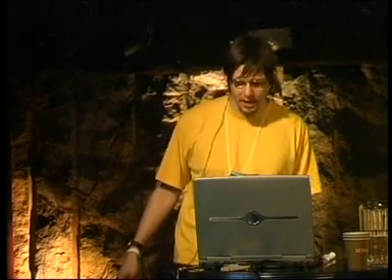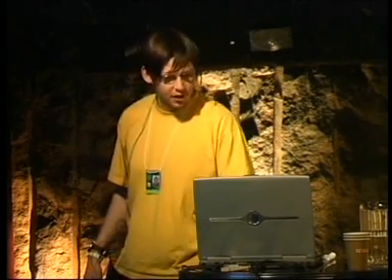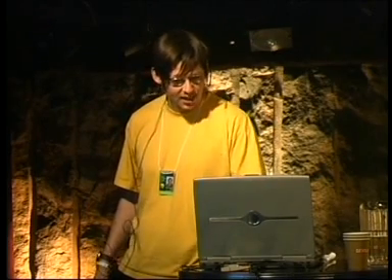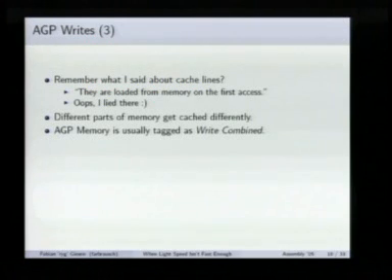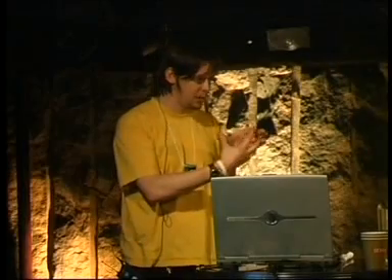I already hinted at this because, well, what did I say about cache lines? They're loaded from memory on the first access, or something along those lines. Well, when I said that, I actually lied, because there are different types of memory. And a very important type of memory is so-called write-combined memory. For example, AGP memory, video memory is usually tagged as write-combined. Write-combined means that the processor, as the name suggests, always tries to combine several writes into one big write, which can be done faster, because it's less work for the chipset and for the memory.